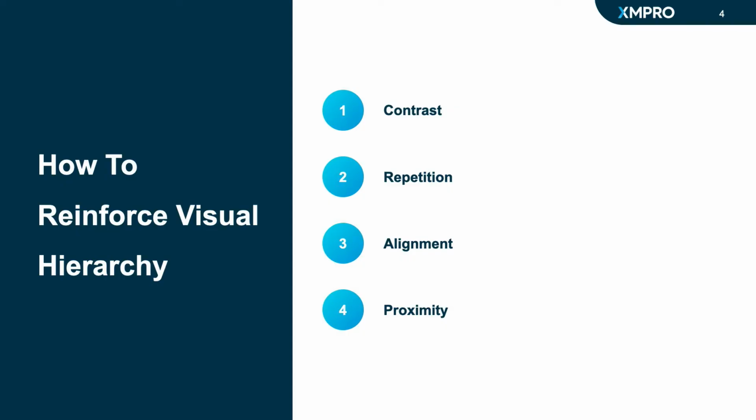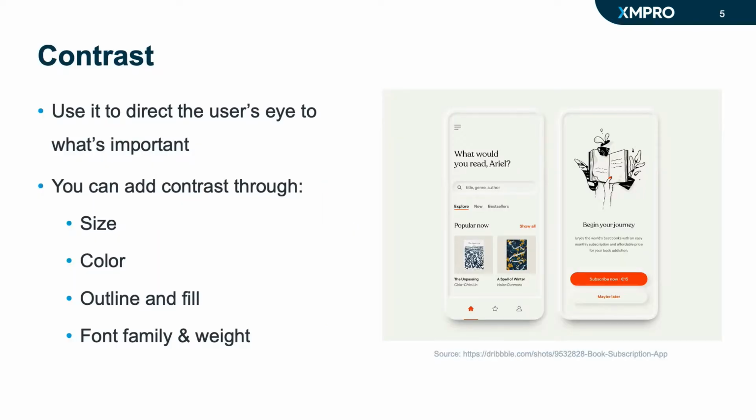Now let's look at how to reinforce visual hierarchy in your designs. First, we're going to look at contrast, then repetition, then alignment, and then proximity, or CRAP for short. The mobile app design on the right is a great example of how you can use contrast to direct the user's eye to what is most important.